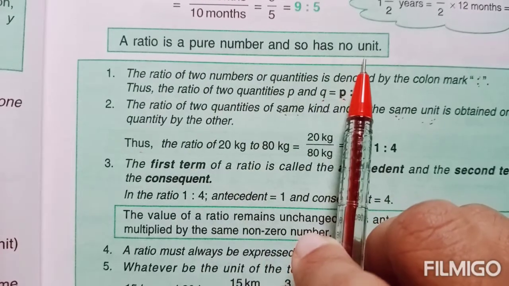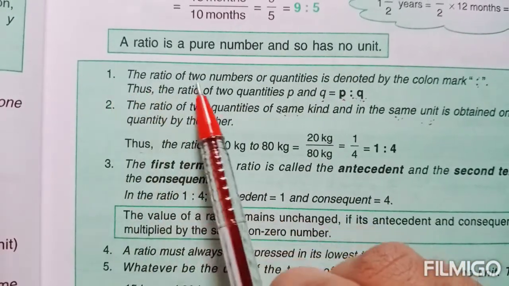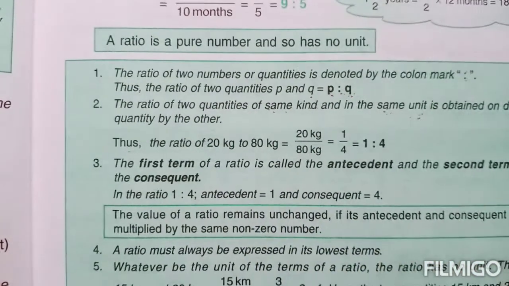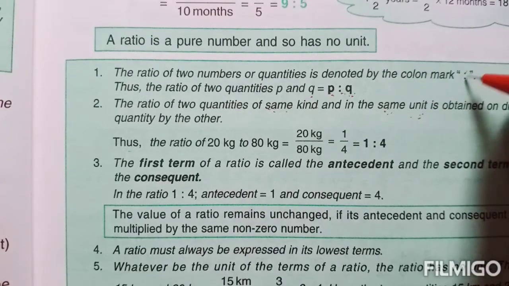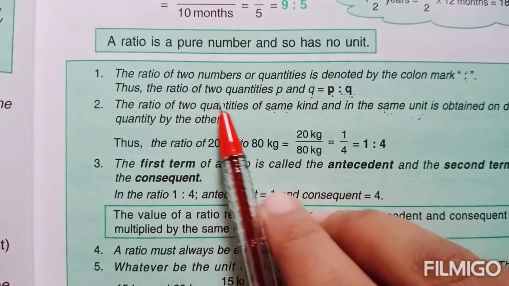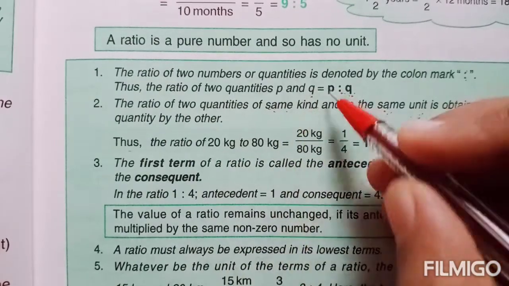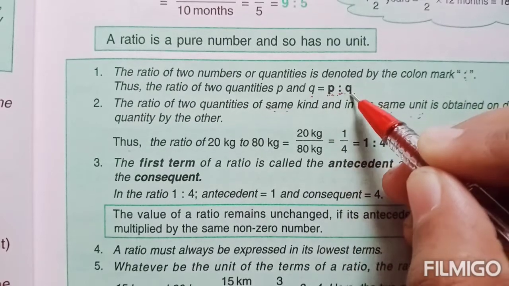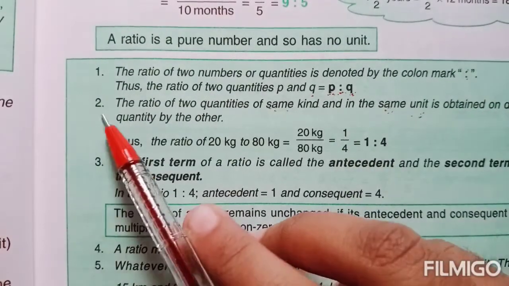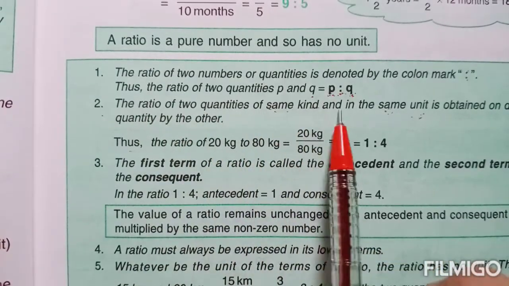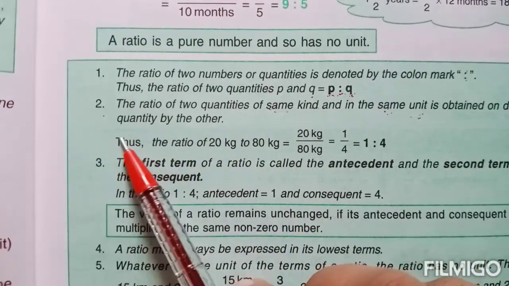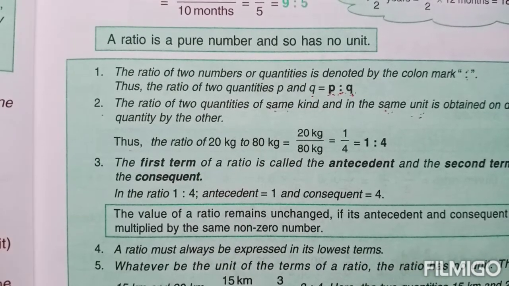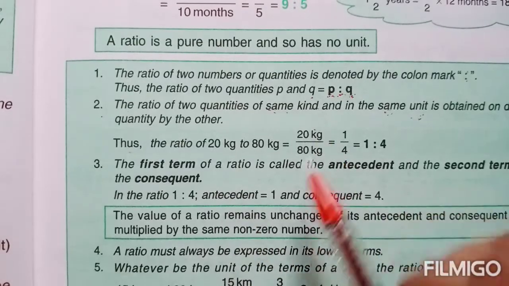Ratio has no unit. Okay, first one, the ratio of two numbers or quantities is denoted by the colon mark. How we will denote ratio? Using colon mark, that is two dots. Thus the ratio of two quantities p and q, how we can write that? p is to q. This is read as p is to q or p to q. Okay, second one, the ratio of two quantities of same kind and the same unit is obtained on dividing one quantity by the other. So how we can find the ratio of two quantities of same kind and same unit? Just divide one quantity by the other.